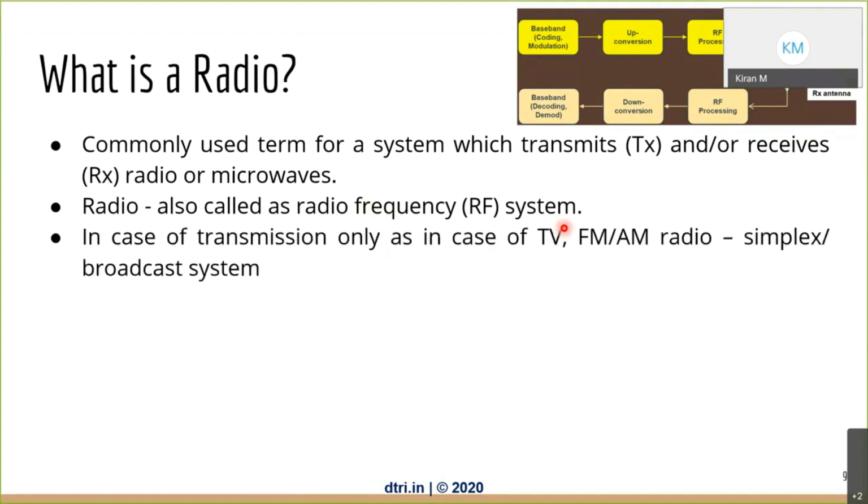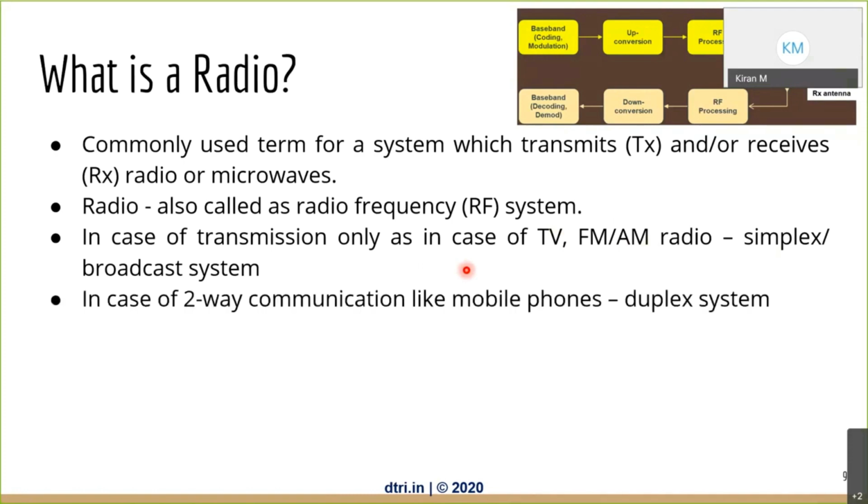Now, I told you it's a system which transmits and or receives. So there could be some systems which only transmit, like a TV or an FM radio. Your device at home, like a TV or a radio, is only a receiver. You don't transmit anything from your TV. So you can call it a simplex or a broadcast system. That means the TV tower or the FM tower only transmits and you only receive.